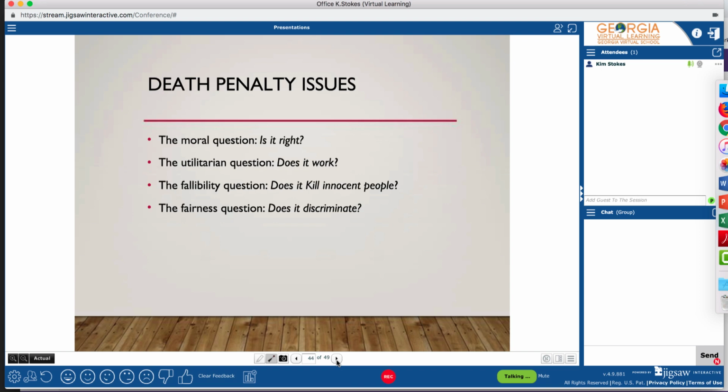So there are some issues surrounding the death penalty. There's a moral question. Is it right? There's a utilitarian question. Does it work? There's a fallibility question. Does it kill innocent people? There's a fairness question. Does it discriminate?